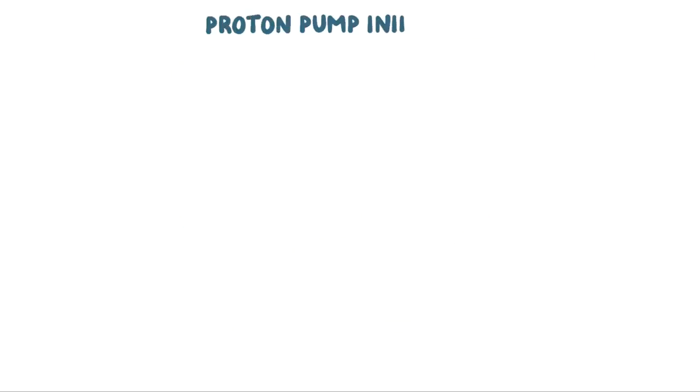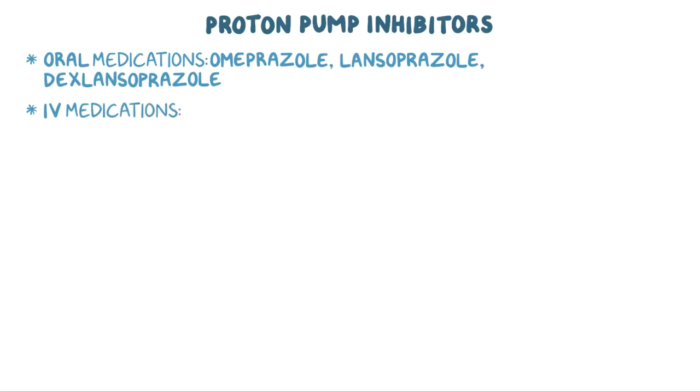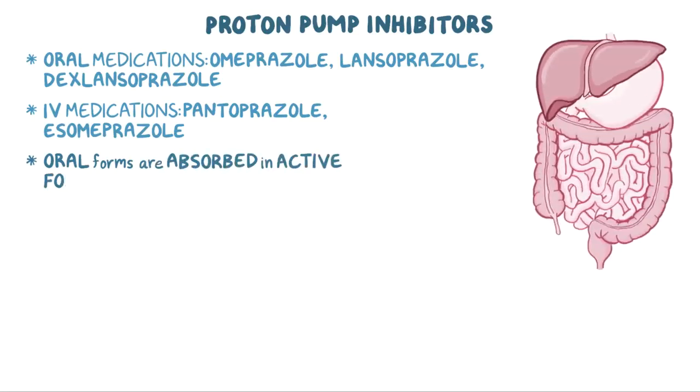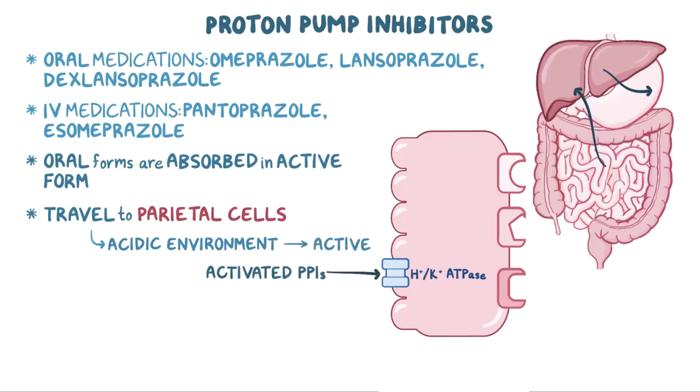Next, we have proton pump inhibitors, or PPIs, which include oral medications like omeprazole, lansoprazole, dexlansoprazole, and medications available in IV, like pantoprazole and esomeprazole. The oral forms of these medications are absorbed in the small intestine in their active form and get metabolized in the liver. Next, they travel through the blood to the parietal cells, where the acidic environment helps protonate them so they become fully active. These activated PPIs irreversibly bind and inhibit the hydrogen-potassium ATPase, or proton pumps, found within the parietal cells.